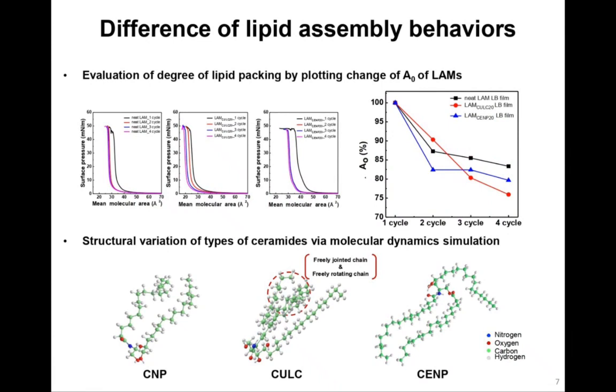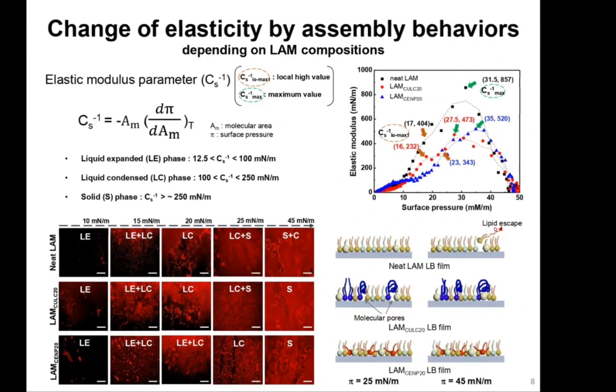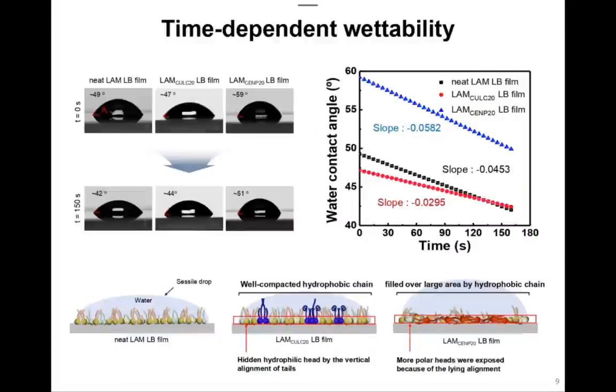Moreover, these results were induced by the differences in the structure of the ceramides. The cycle isotherm shows the strong chain packing of CuRC by the freely jointed chain between hydrophobic chains. These phenomena were confirmed through the graph plotted with elastic modulus and fluorescence images at various pressures.